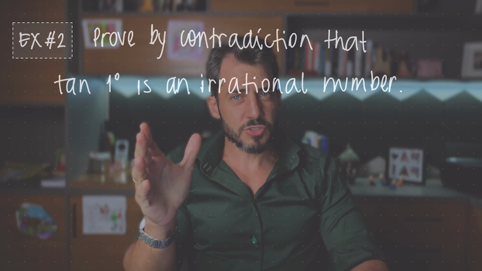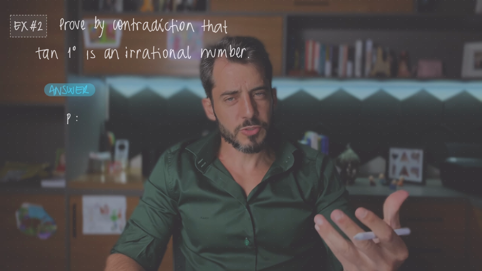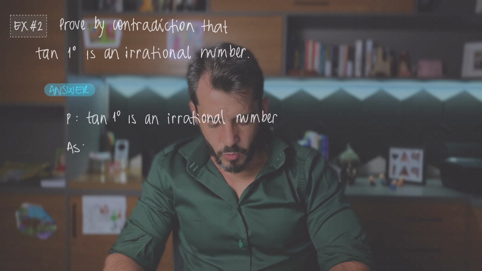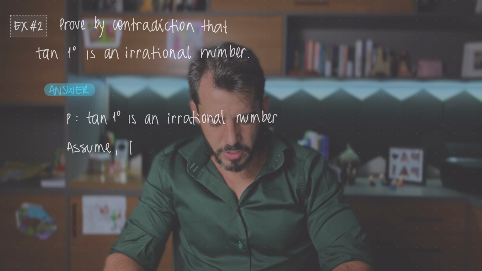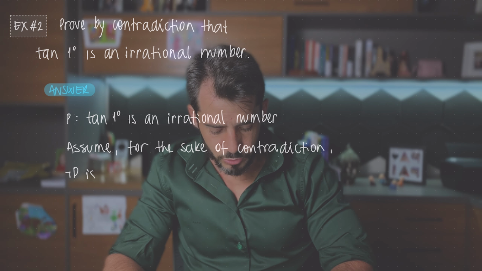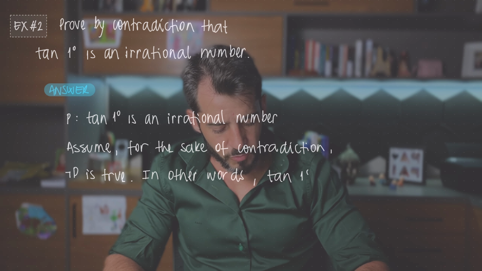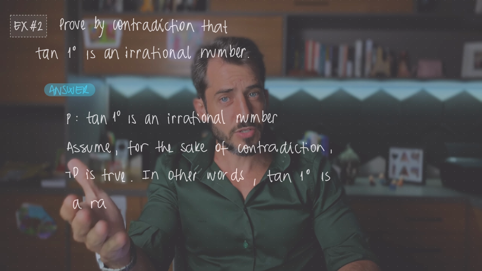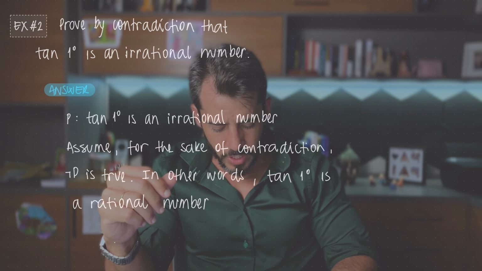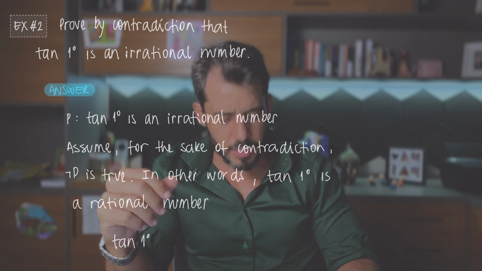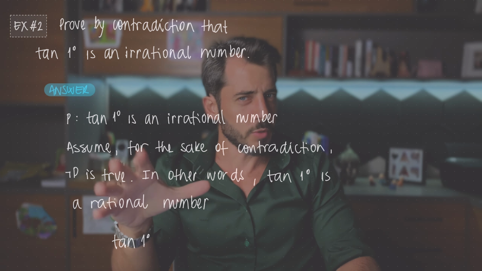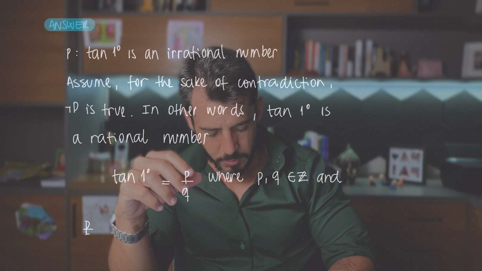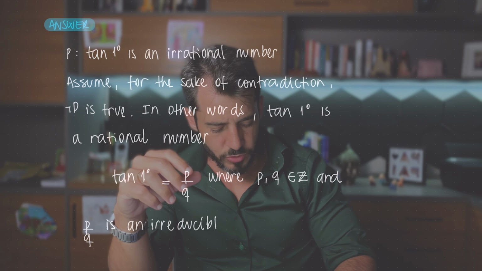Now what is the proposition here? The proposition, which is what we're trying to prove, is tangent of 1 degree is an irrational number. Now we are going to assume, for the sake of contradiction, that not p is true. In other words, tangent of 1 degree is not an irrational number, which means it is a rational number. And how do we represent rational numbers? We represent them by a quotient between a and b, or p and q, whatever you prefer, where both p and q are integers, and p over q is an irreducible fraction.